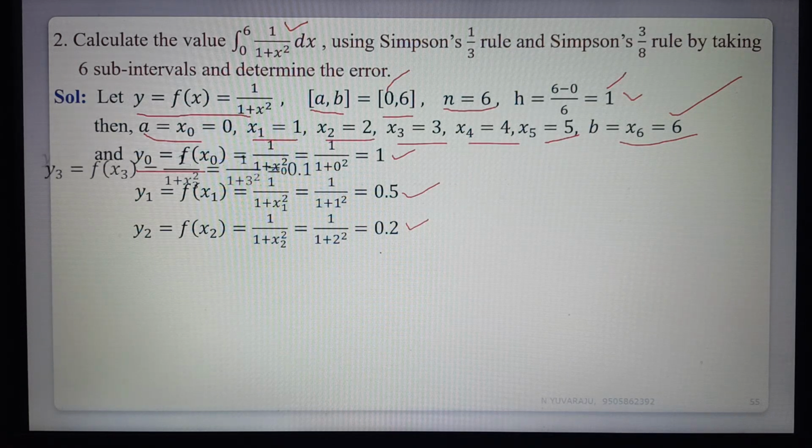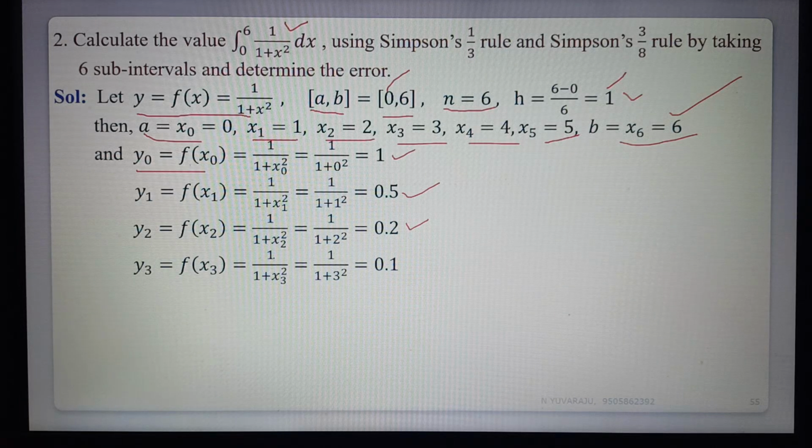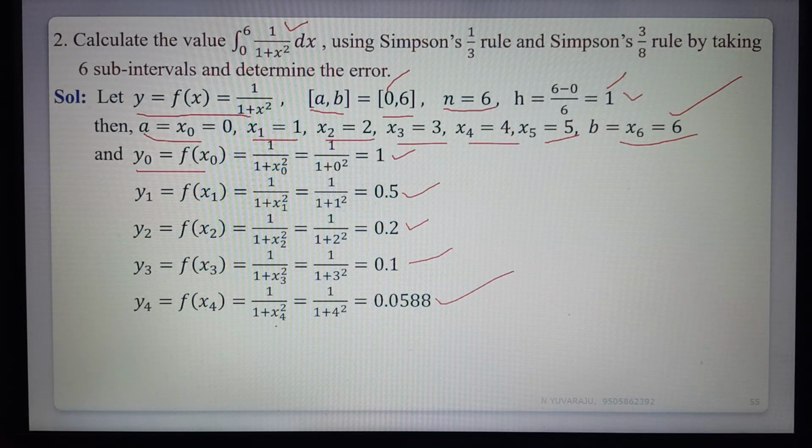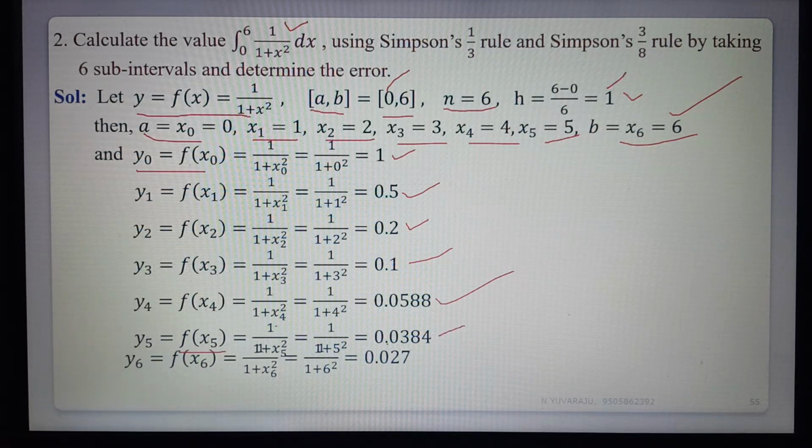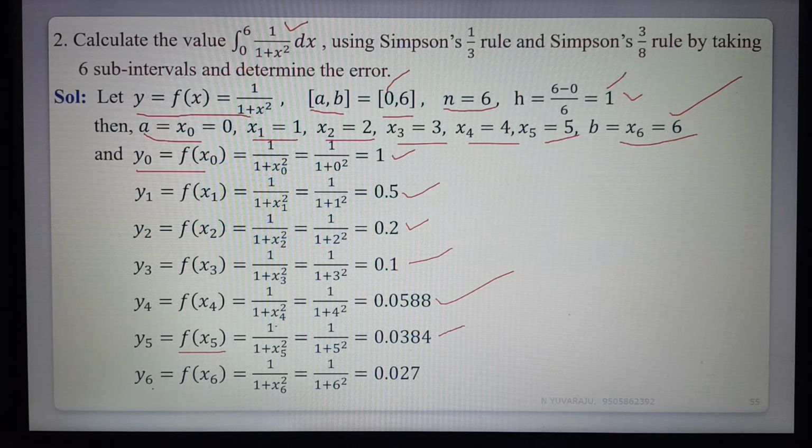Simplification gives 0.2. y3 is f of x3, 1 by 1 plus x3 whole square, 1 by 1 plus 3 square, which is equal to 0.1. y4 is f of x4, 1 by 1 plus x4 square, 1 by 1 plus 4 square, which is equal to 0.0588. Next, y5 is f of x5, 1 by 1 plus 5 square, which is equal to 0.0384. Next, y6 is f of x6, 1 by 1 plus 6 square, which is equal to 0.027. Okay? These are the y values.